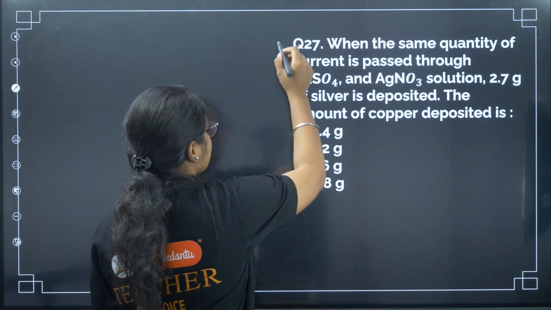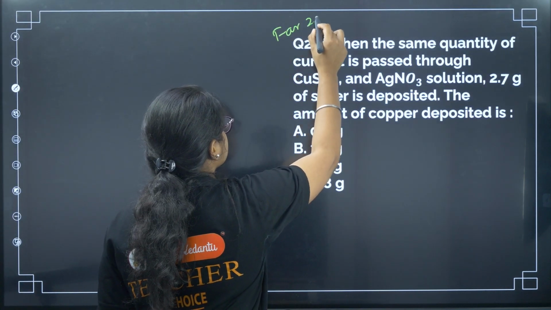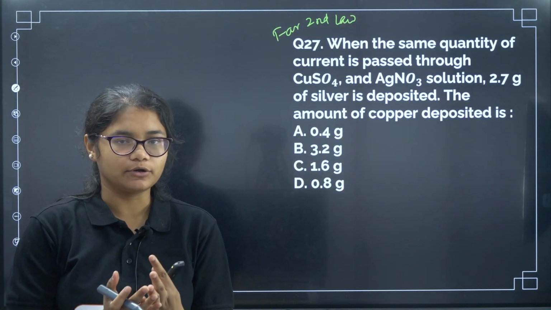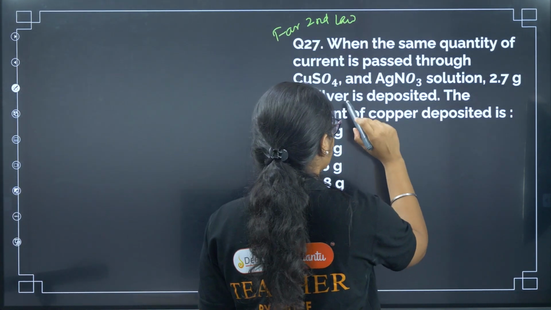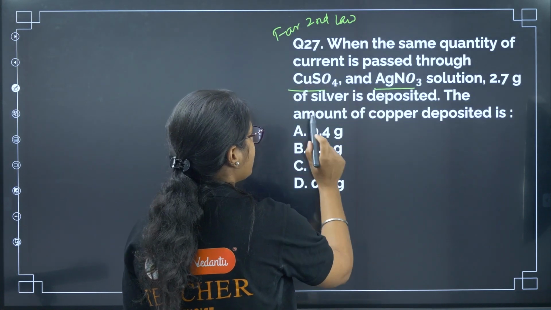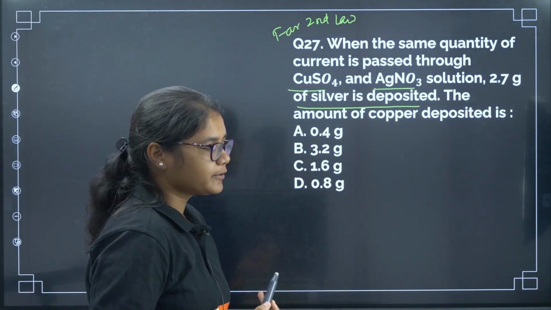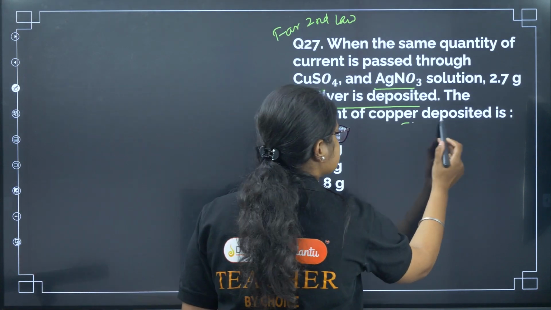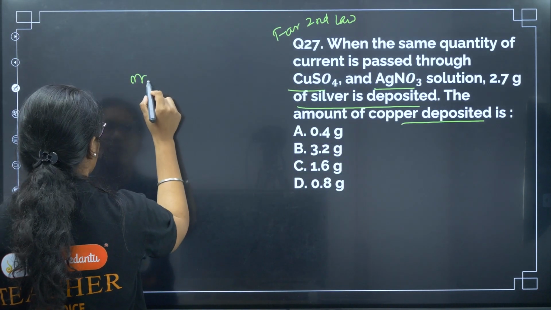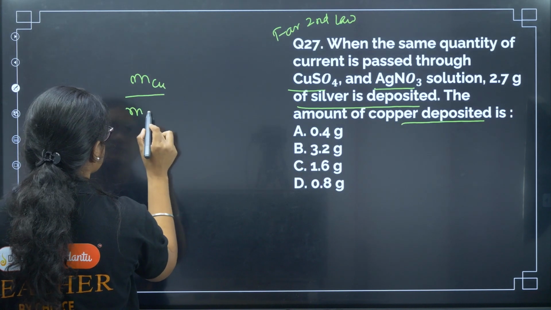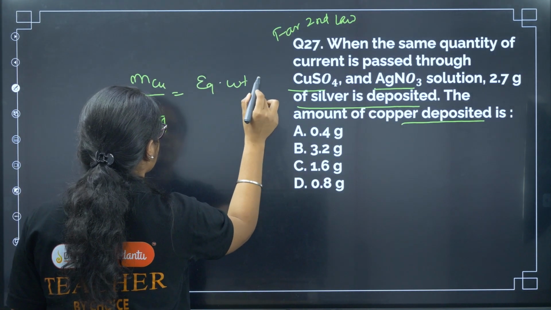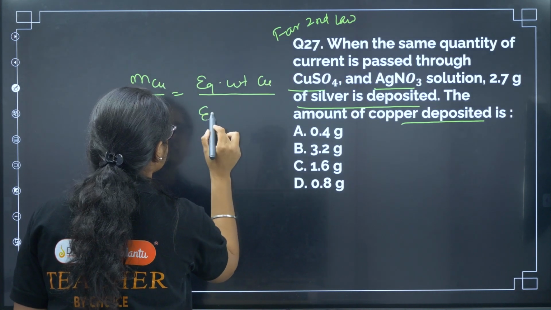This question is from Faraday's second law, right? So when cells are connected in series, M1 by M2 will be equal to E1 by E2. So the same quantity of current is passed through copper sulfate and AgNO3 solutions. 2.7 gram of silver is deposited. Then the amount of copper deposited is? So we have this formula: mass of copper deposited by mass of silver deposited will be equal to the equivalent weight of copper by equivalent weight of silver.